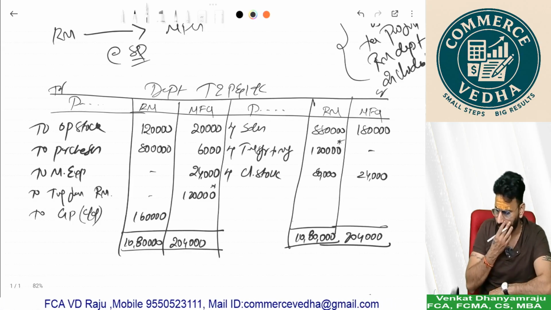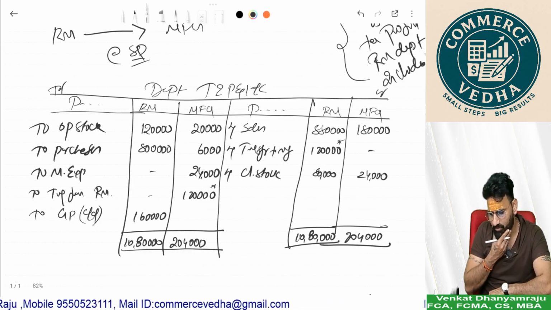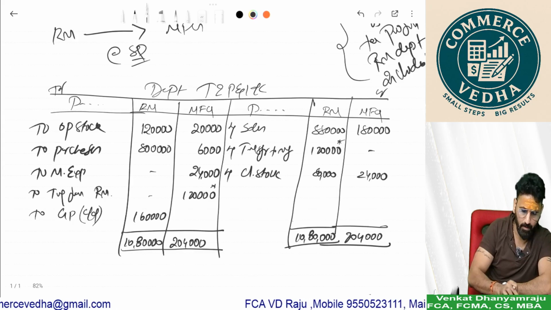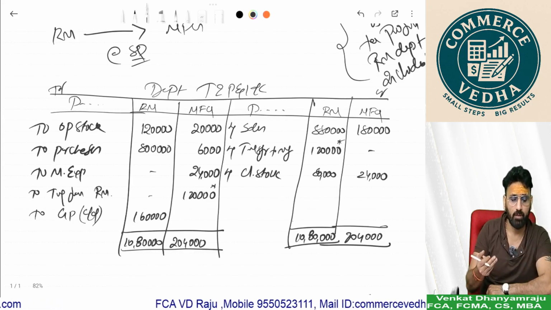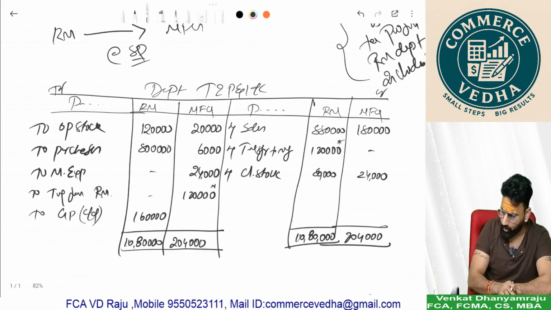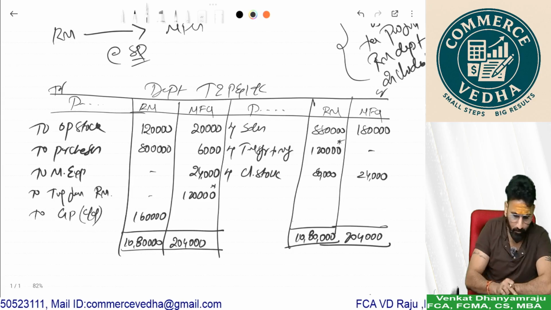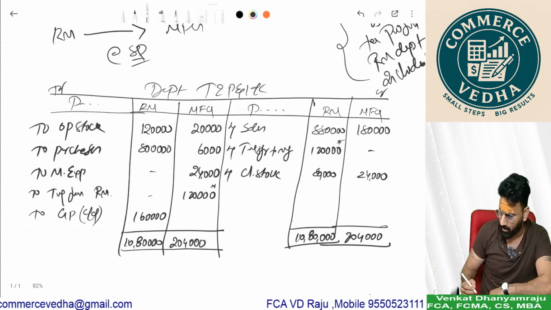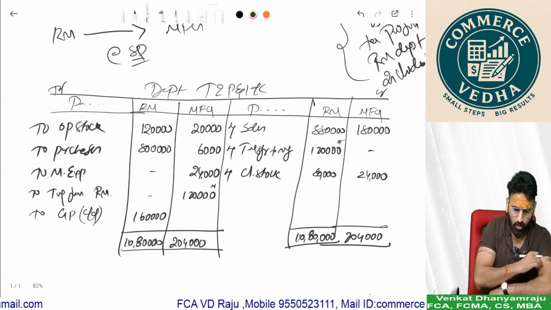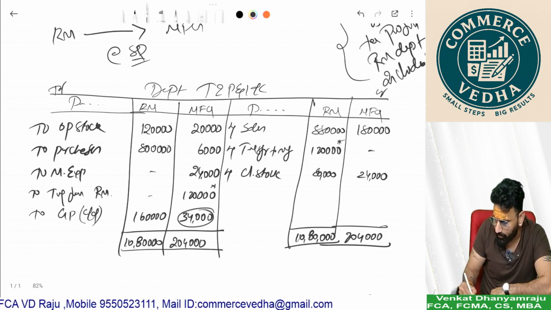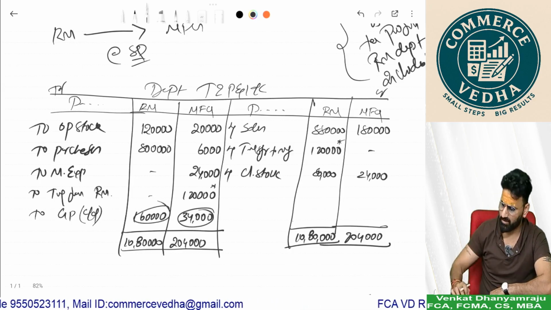204 minus 26,000 plus 24, 40, 40 plus 120, 160. So 44, 34 or 44? 26 plus 24 is 50. 50 plus 120 is 170 minus 204. 34,000 is the gross profit of the manufacturing division. This is a simple thing.